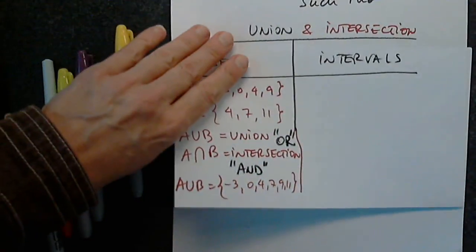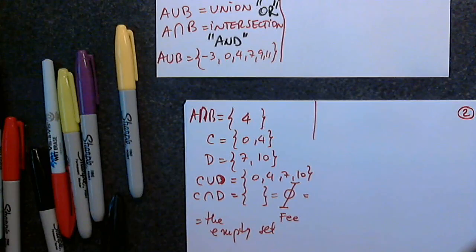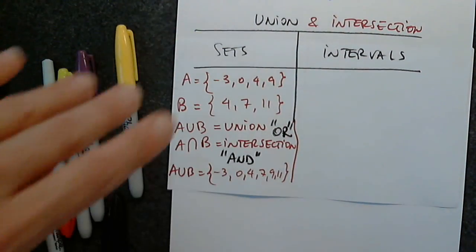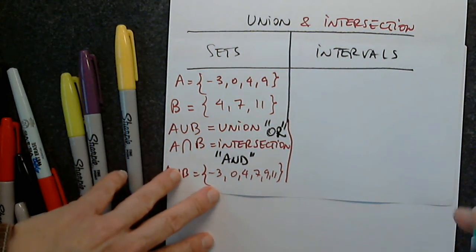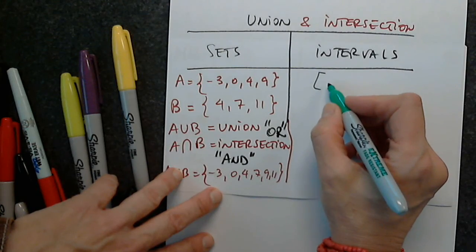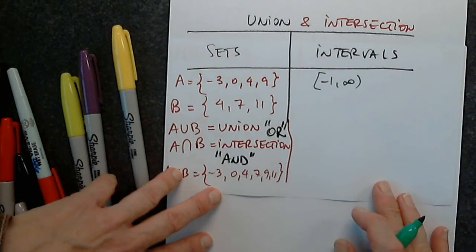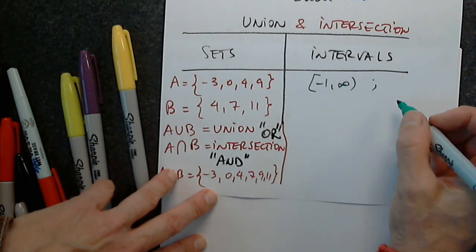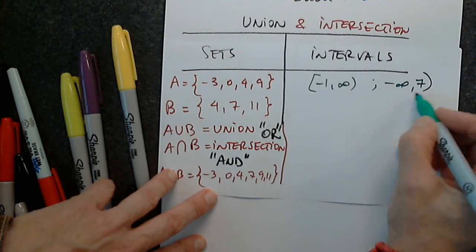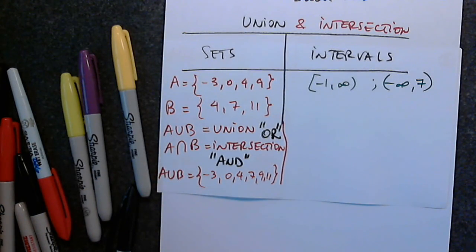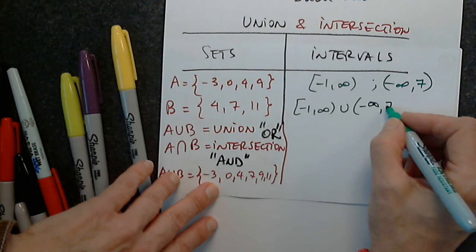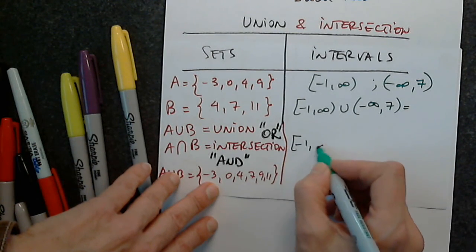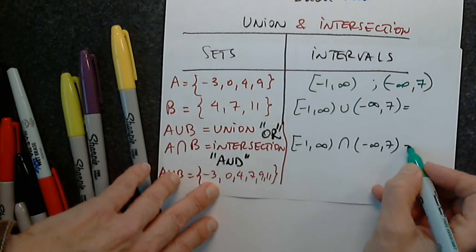Okay, so let's go back to intervals. So let's say I have, and I will show also with the real line or number line, the interval -1 infinity. And let's say I have the interval -infinity 7 with a parenthesis. And I'm asked to find a union. So -1 infinity union -infinity 7. And I'm asked to find the intersection of these two.